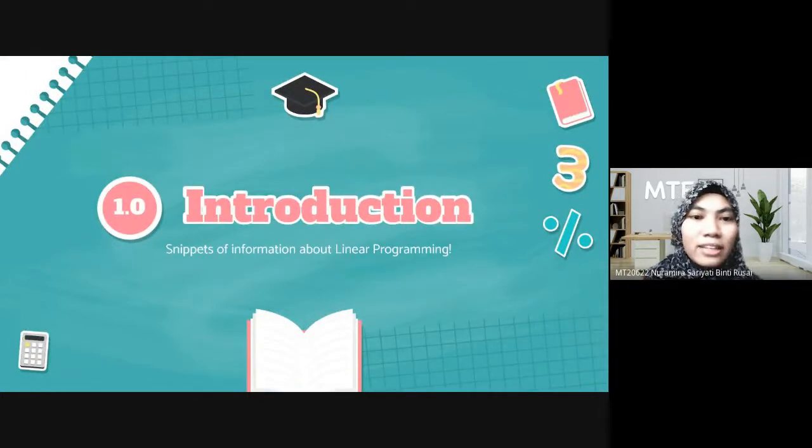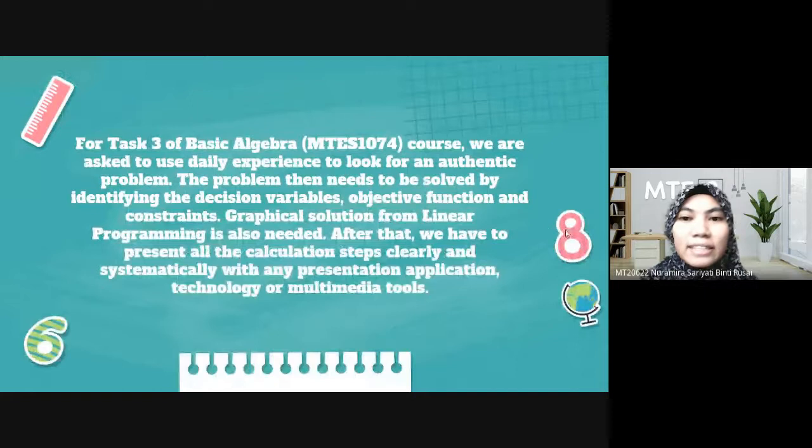Okay. I'll give some snippets of information about linear programming. This is what we were asked to do. For task 3 of the basic algebra BS 107 course, we were asked to use daily experience to look for an authentic problem. The problem then needs to be solved by the linear programming method, and then we have to present all the calculation steps clearly and systematically.